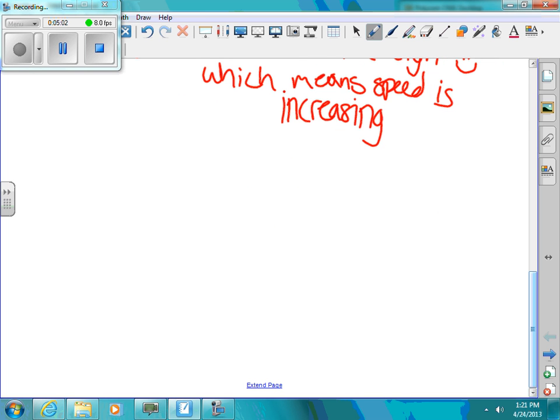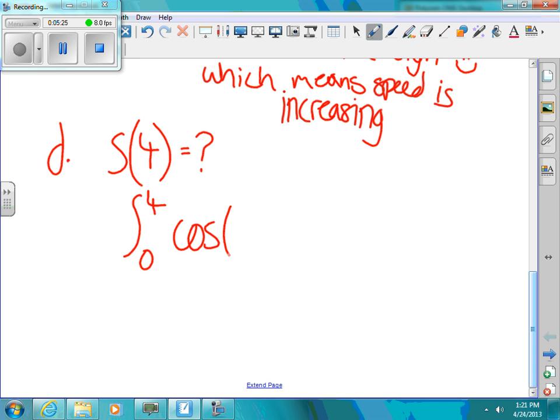And then for part D, it says find the position of the particle at t equals 4. So, when time is equal to 4, we have to take the integral from 0 to 4 of cosine(pi/6 t) dt, but we have to add a negative 2 to that because at 0 the particle is at x equals negative 2. So we have to add the starting position because if we don't have it, we don't know the area we're taking with the integral.